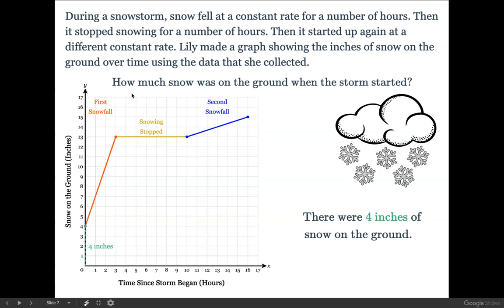But our question is actually wanting to know about the snow that was on the ground when the storm started. So if it's wanting the part where it starts, we're going to look here at the y-intercept. So here at the y-intercept, time is 0, so that's before it ever begins. How much snow was on the ground is going to tell us our starting amount. And the snow on the ground, our y-axis, tells us that it is 4 inches. So there are 4 inches of snow on the ground.